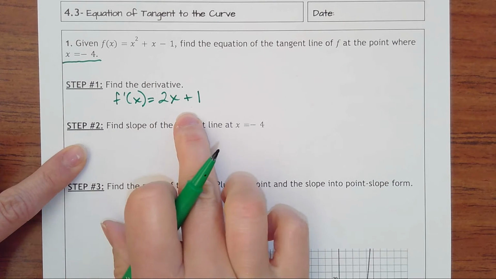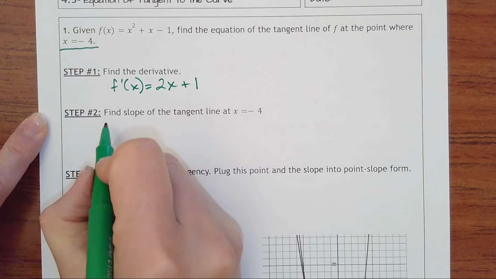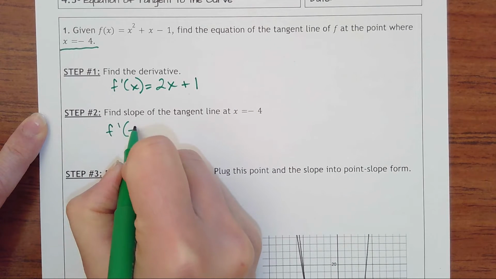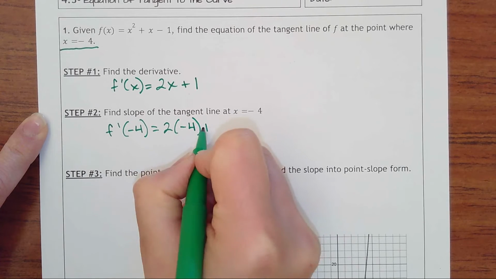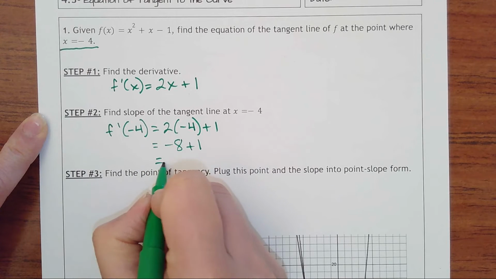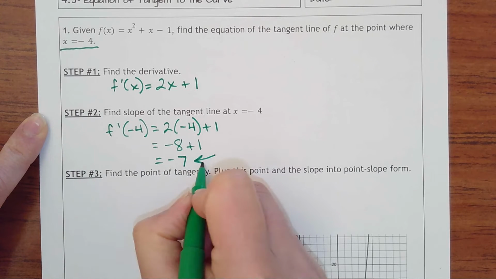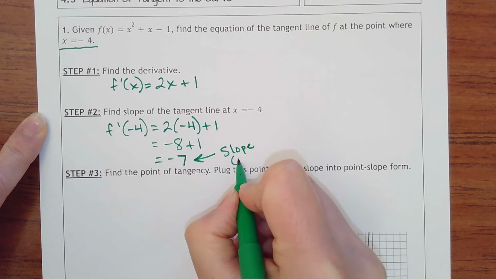So now I can use this to specifically find the slope at negative 4. So I'll find f prime of negative 4, which will equal 2 times negative 4 plus 1. It would be negative 8 plus 1, which would equal negative 7. This is my slope, which back in algebra we called m.